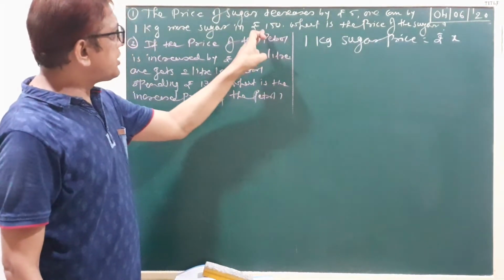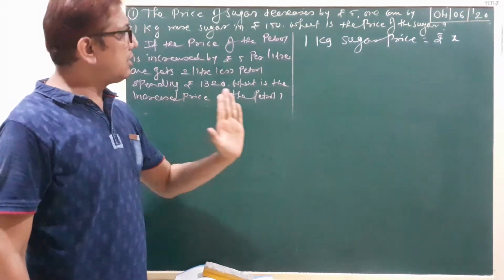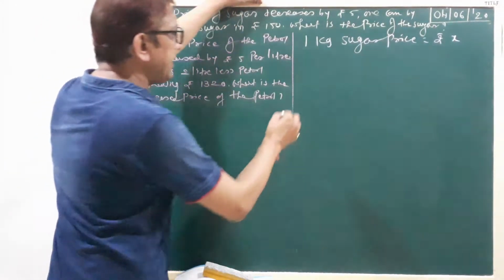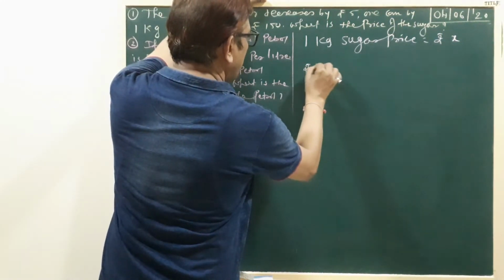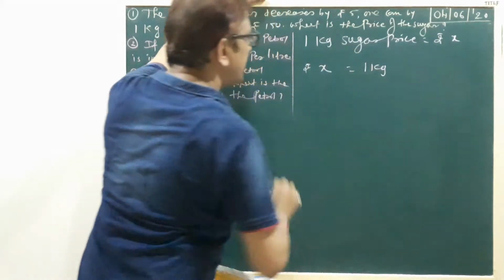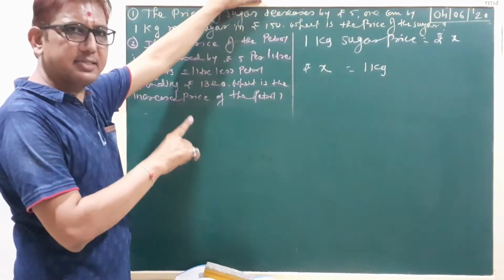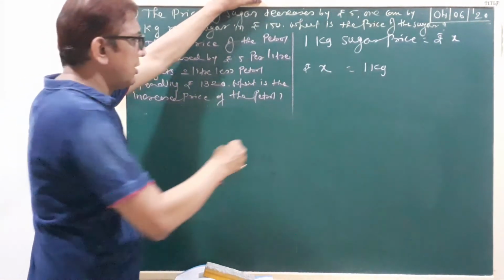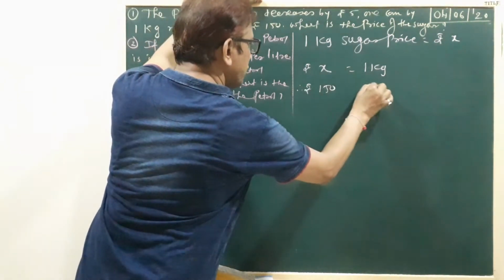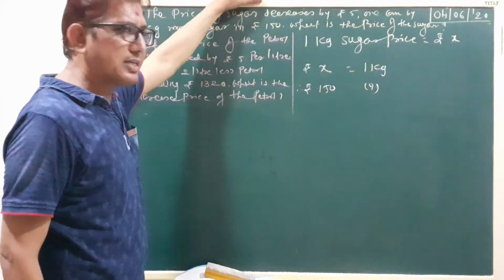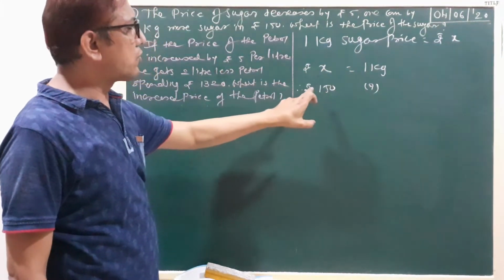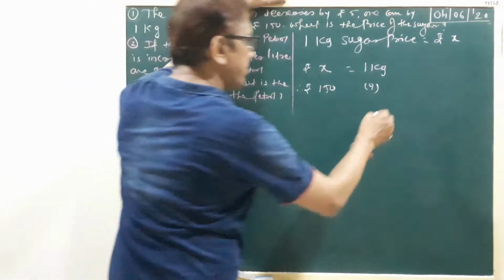Here we purchase for rupees 150 in total. So here, step one, we write: rupees X equal to 1 kg sugar. We have a total of 150 rupees, so how many kg? Question mark. Here rupees X equal to 1 kg, therefore 150 rupees equal to question mark.